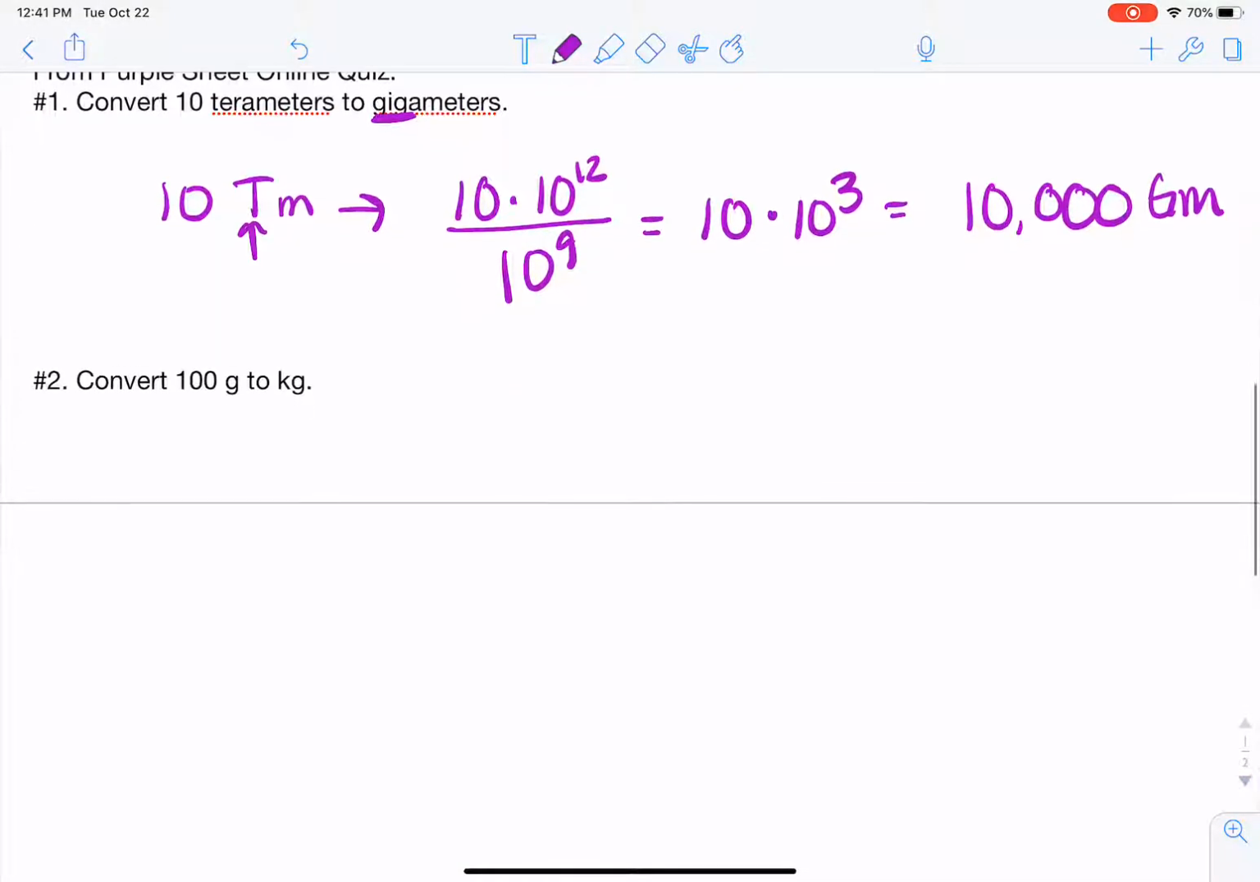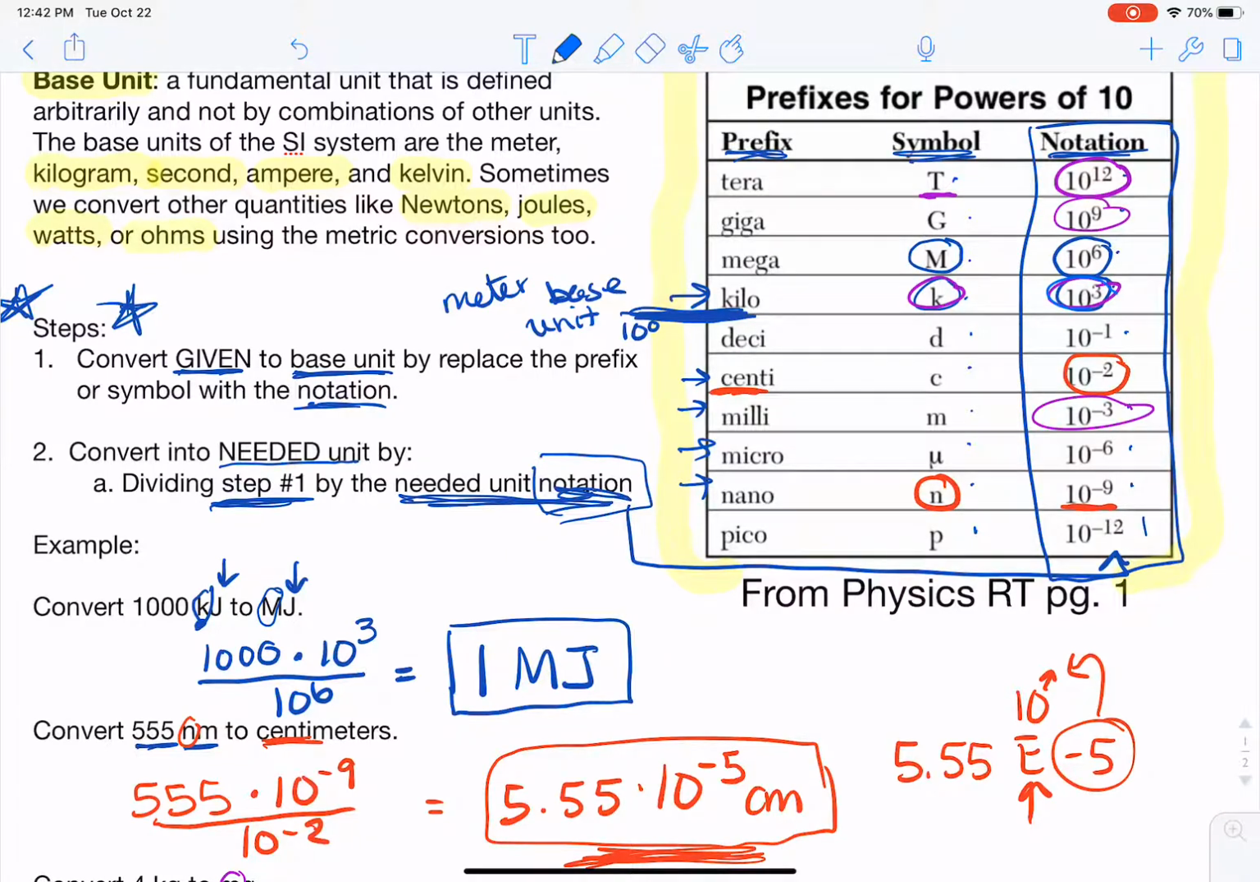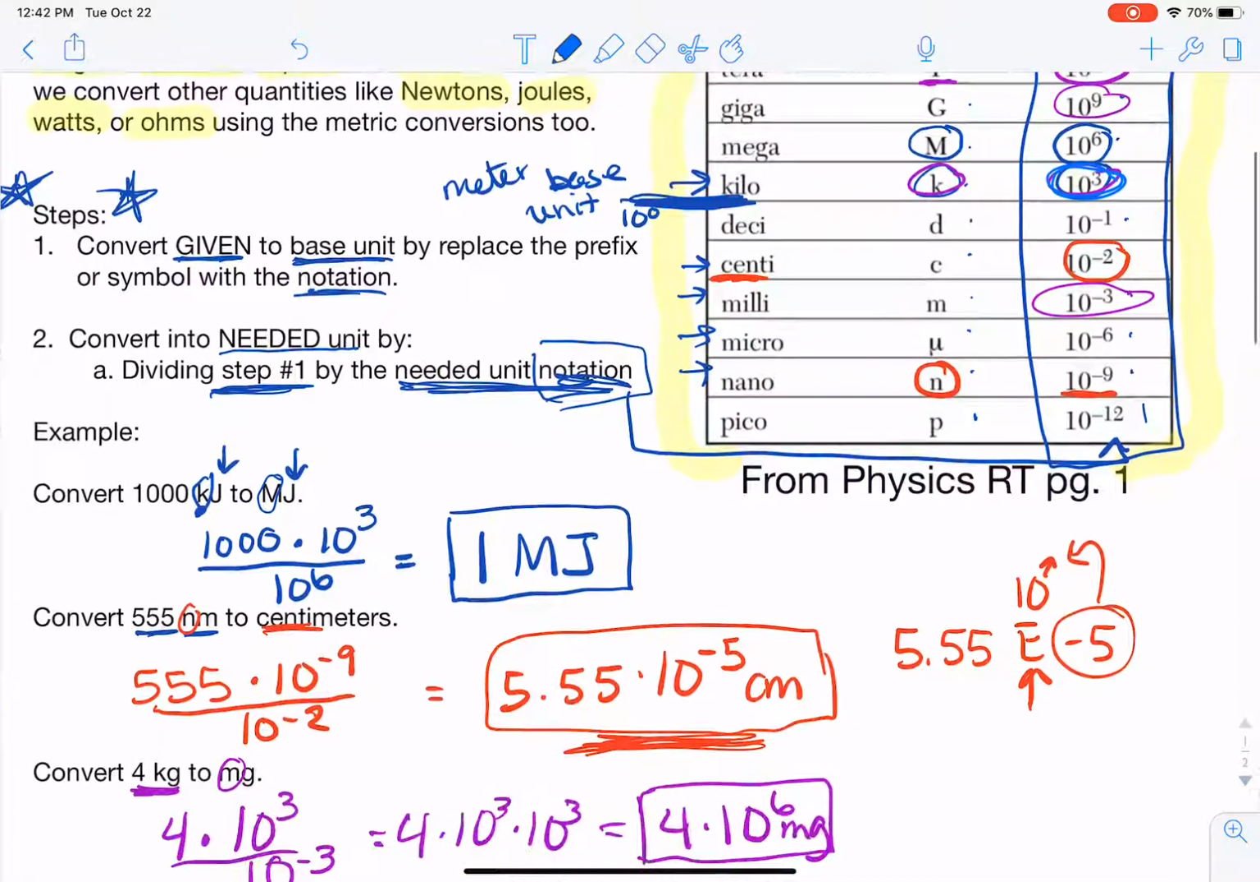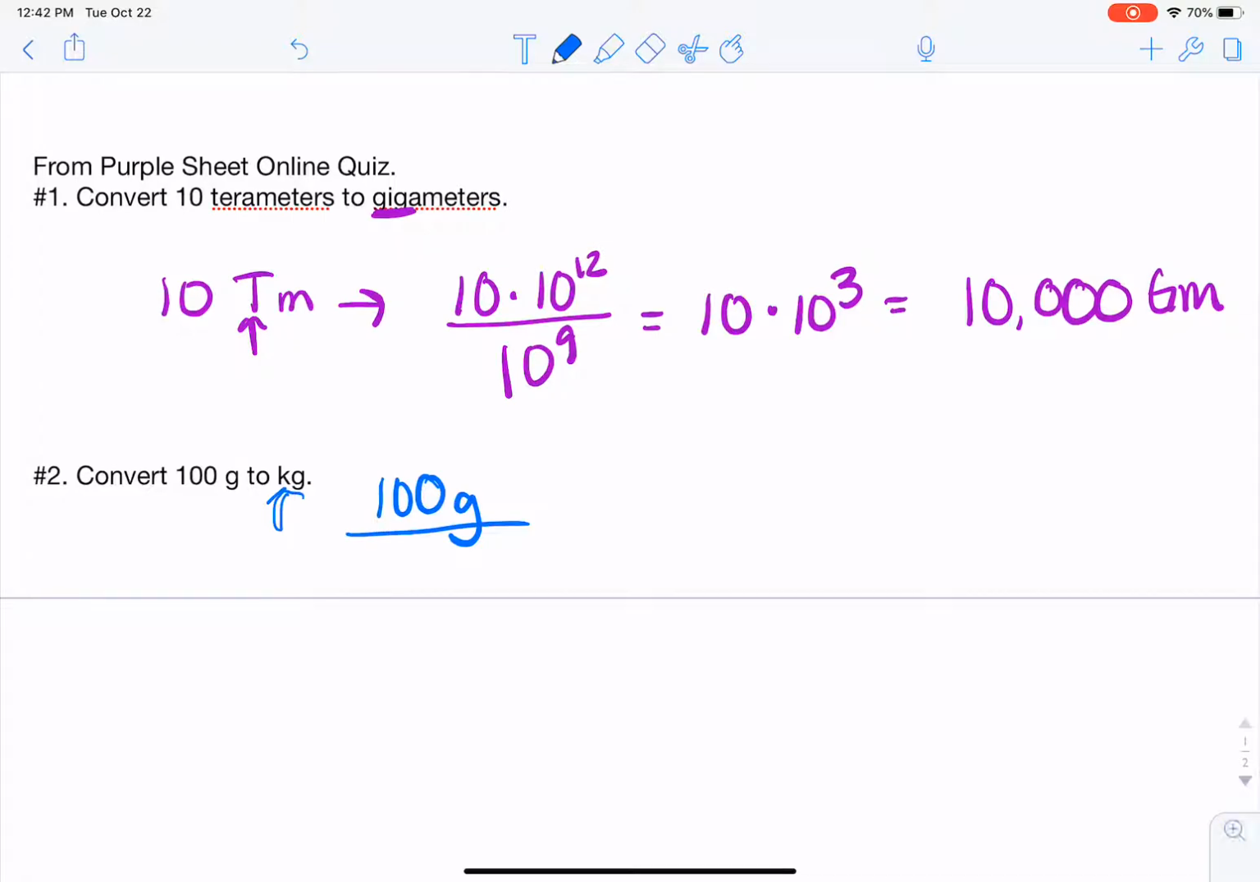Now this one I really like because this is one we have in lab all the time, converting 100 grams to kilograms. So 100 grams, that's already in the base unit, so we can just skip step 1 and go into the next part. Kilo, we look in our reference table, kilo is 10 to the 3rd, so we're going to take 100 divided by 10 to the 3rd, and that's basically moving the decimal over 3, and that would be 0.1 kilograms. And that would be how you do that.